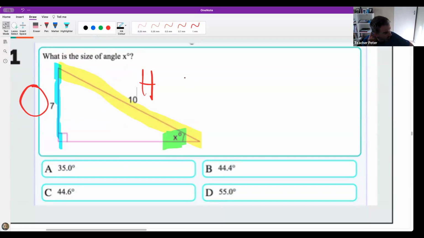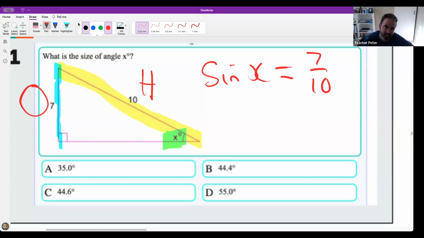What is going to be my mystery? It has to be sine. But now we've got a bit of a problem, ladies and gentlemen, because the sine of X is O over H. But my X is locked away inside the sine function. And so what we need to do is unlock it. And the way we unlock it is what we call inverse sine.